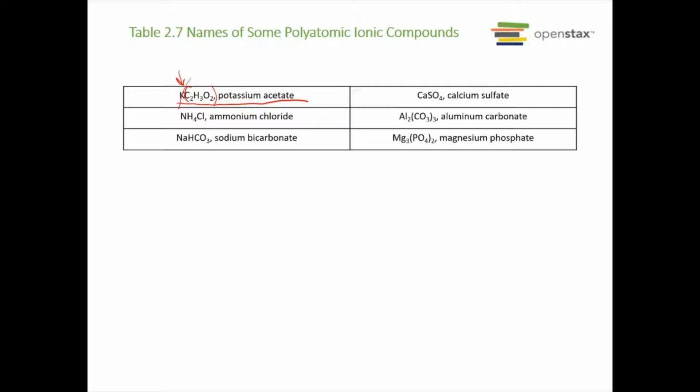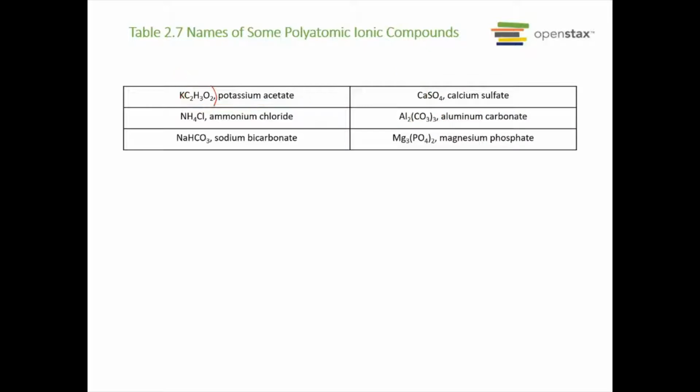Okay, CaSO4. Ca has a charge of 2+. SO4 has a charge of 2-. That's just the sulfate ion. So this is calcium sulfate. Al2(CO3)3, so that's 3 of the CO3s. This is aluminum carbonate.